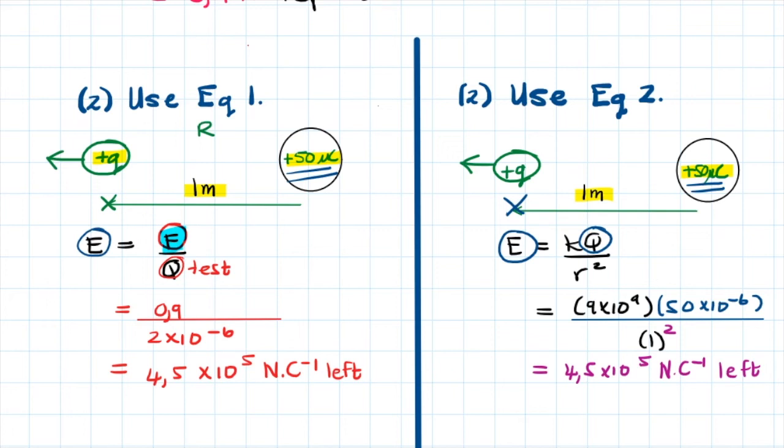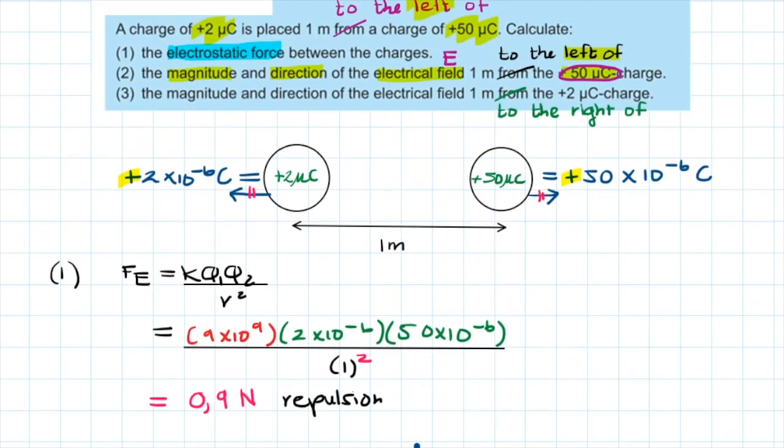These are the two methods that you can use to calculate the electric field. The most important thing is to remember that in the one equation, Q is the test charge, but in the other, Q is the actual charge whose electric field we are interested in. Let's move on to question number 3.